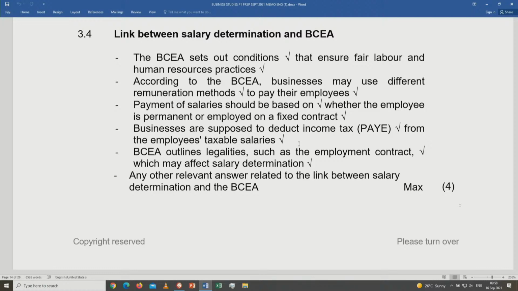Another fact, the businesses are supposed to deduct income tax, pay as you earn, 1 mark, from the employees' taxable salaries. The BCEA outlines legalities such as the employment contract, which may affect salary determination. So there is a link between salary determination and the Basic Conditions of Employment Act. So I thought it was important to take note of that question and not begin to think that that question is an unfair kind of question.